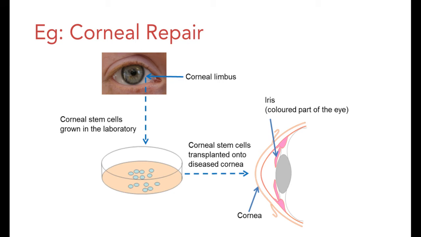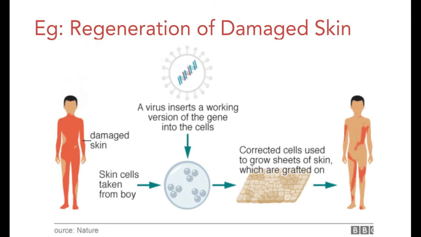So you could talk about a corneal repair as being an example. You could use stem cells to create new corneal cells, and then transplant them into the damaged cornea to replace the damaged cells there, repairing the tissue. You could also use stem cells to create new skin cells and transplant those new skin cells onto a damaged area such as a burn, and that would cause the regeneration of the damaged skin. So again, you can repair the tissue using stem cells. These are both therapeutic treatments.